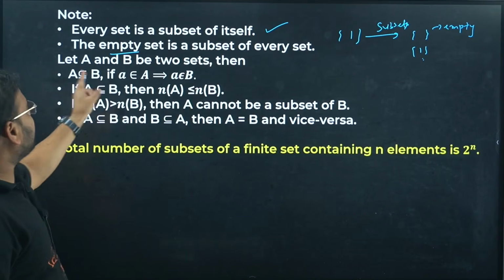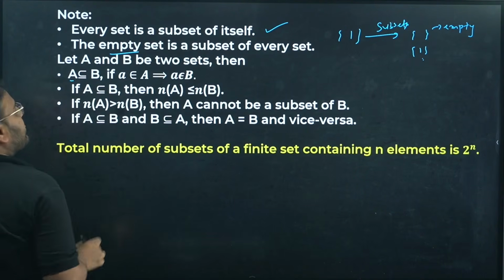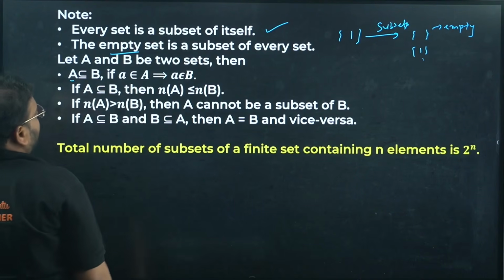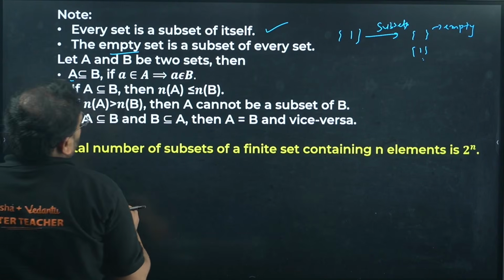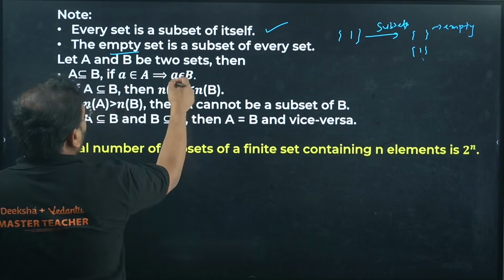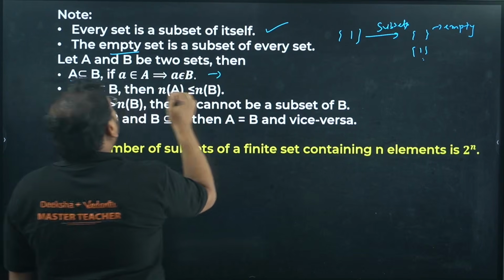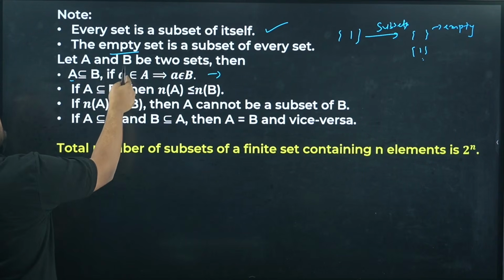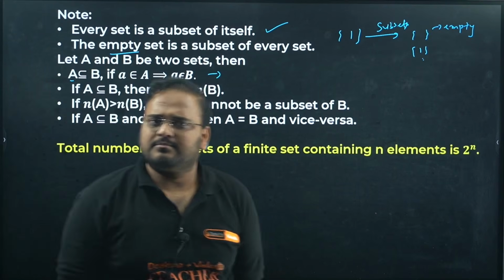Next, let A and B be two sets. Then if A is a subset of B and small a belongs to the first set, and this would be small b actually. Okay, a belongs to B also. Correct, sorry, this is nothing but if A is a subset of B and the element belongs to the set A, then the element will also belong to set B.